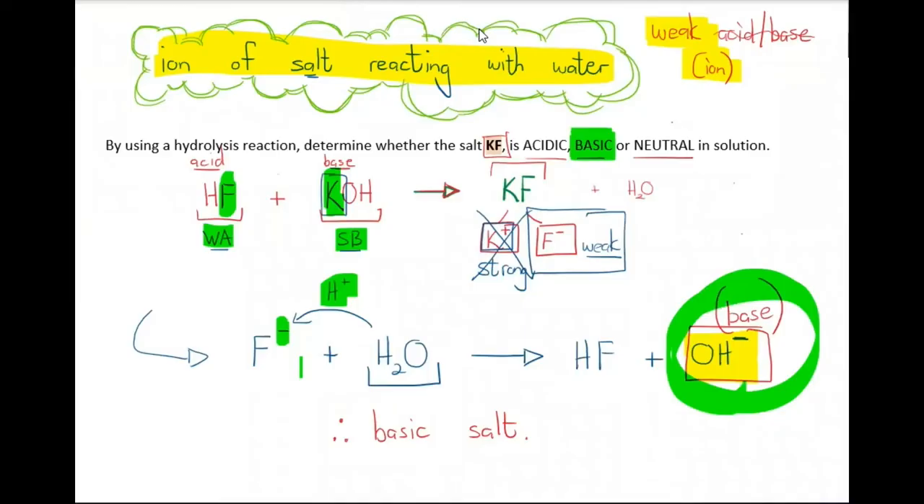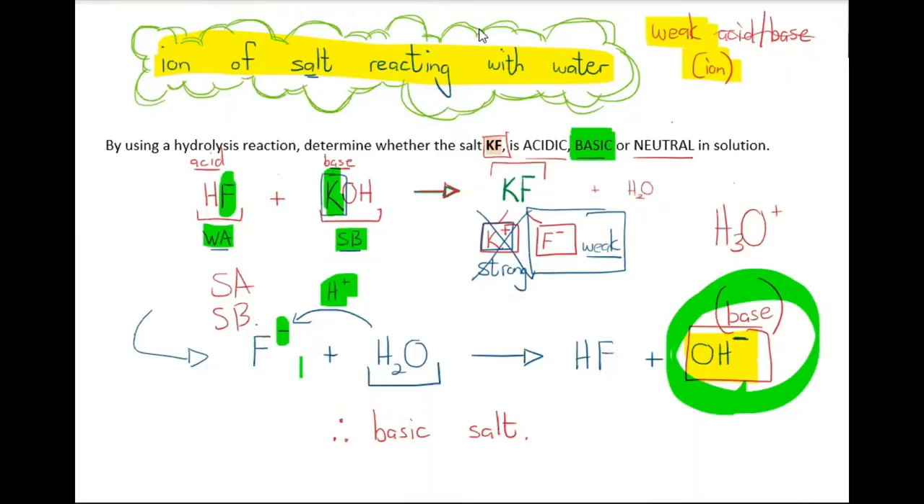Hypothetically speaking, if you had another example and in your equation hydronium ions were formed, then it would be an acidic salt. And then if you have a strong acid that reacts with a strong base, then you do not use an equation. You merely say that it is a neutral salt, because a strong base and a strong acid, not necessarily they cancel each other out, but they are equal in their reaction with water. So a strong acid and a strong base is neutral.